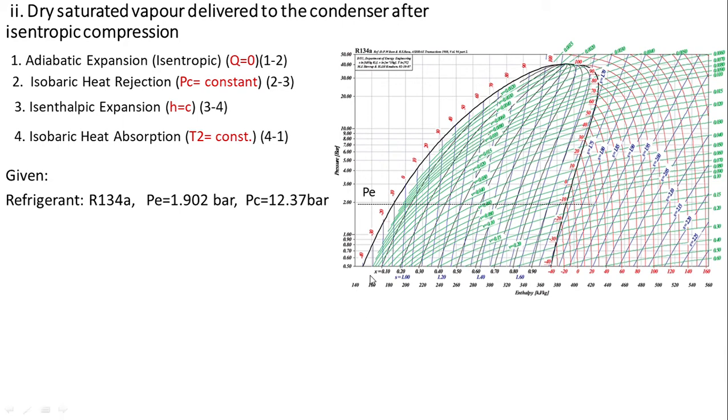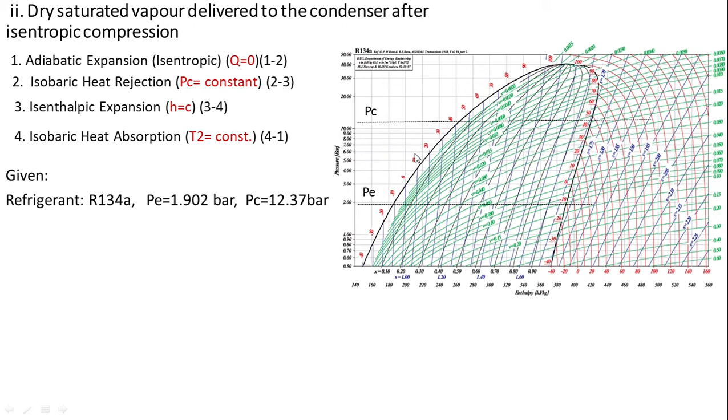That is called the evaporator pressure line. Similarly, the condenser pressure line will be at 12 bar pressure, and you can say that that is the condenser pressure line. So these two lines are there. Now let us mark the points 1, 2, 3, 4 on this chart.